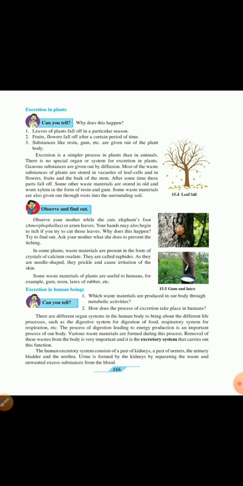In some plants, waste material is present in the form of crystals of calcium oxalate. They are called raphides. You can underline it. They are needle shaped and they prickle and cause irritation of the skin and your throat also when you're eating it. Okay, these arum leaves, when mummy cooks it at home, they prick in the throat when you're eating them. Now, some waste materials of plants are useful to humans, for example, gum, resin, latex of rubber, etc.